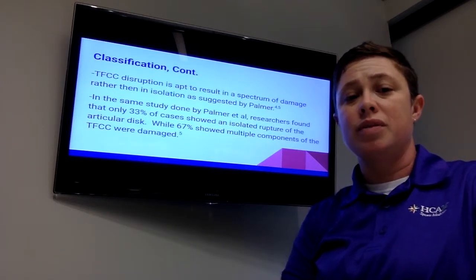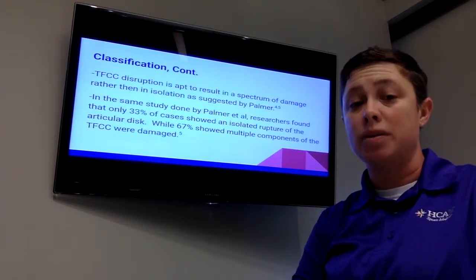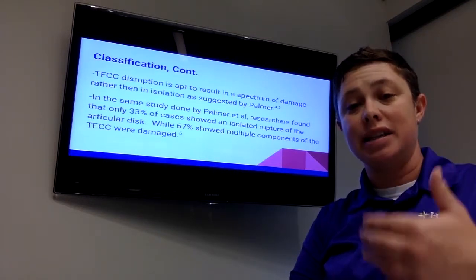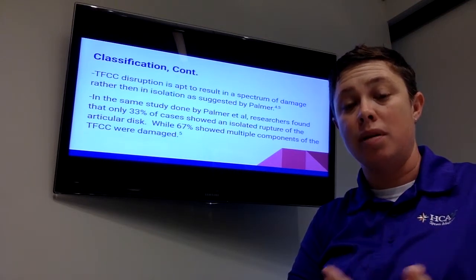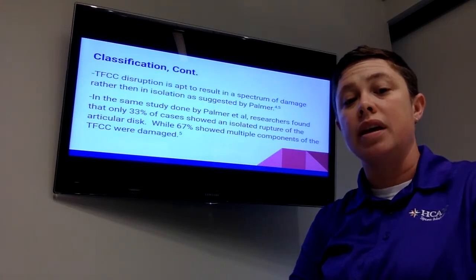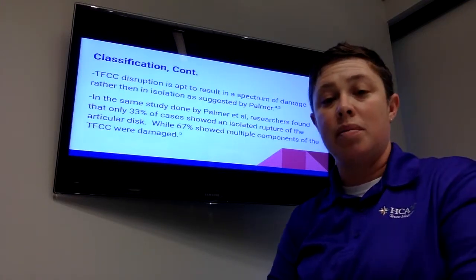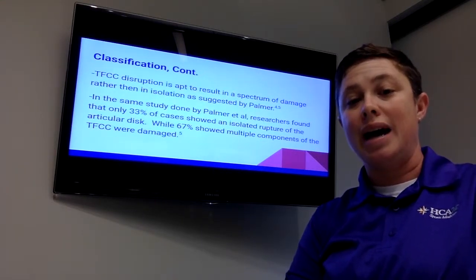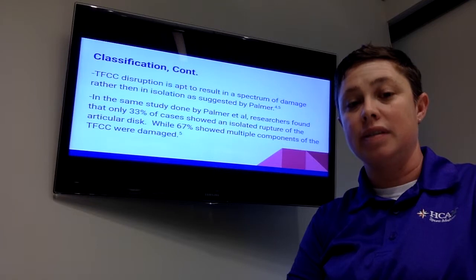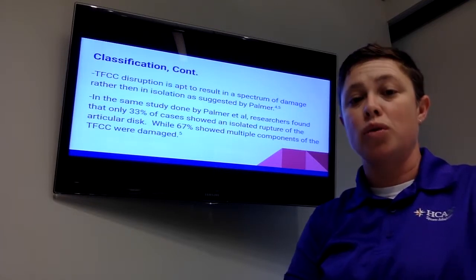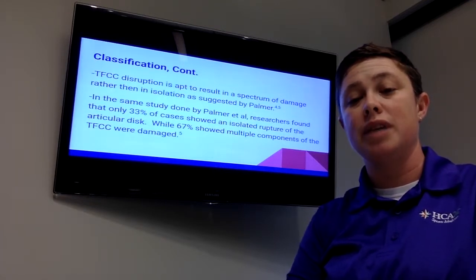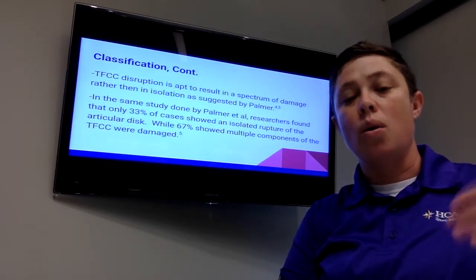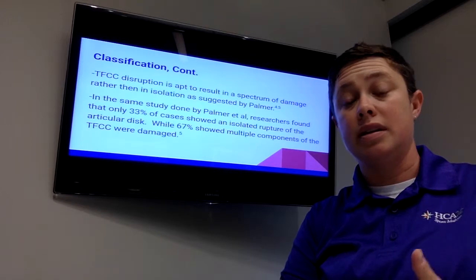The TFCC disruption is apt to result in a spectrum of damage rather than in isolation as suggested by Palmer. What's interesting, in his own study done by Palmer, researchers found that only 33% of cases showed an isolated rupture of the articular disc, while the other 67% showed multiple components of the TFCC were damaged, so they may fall in the class 1A or maybe also in the type 1C tear.